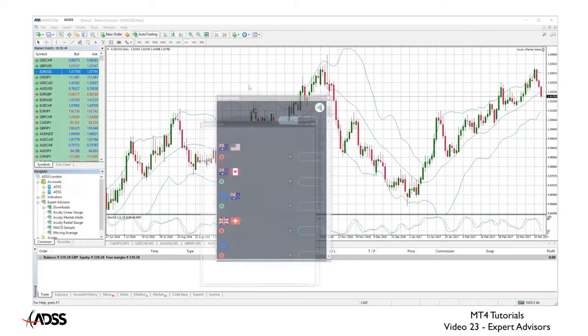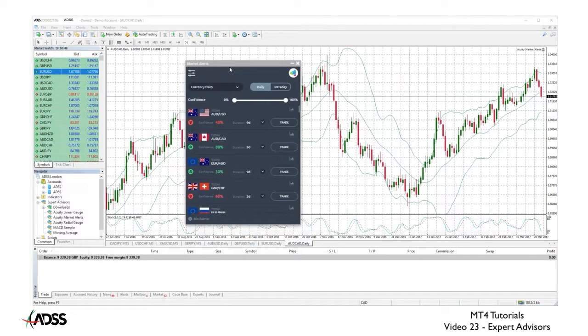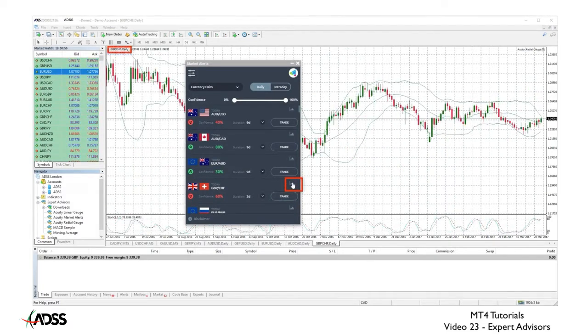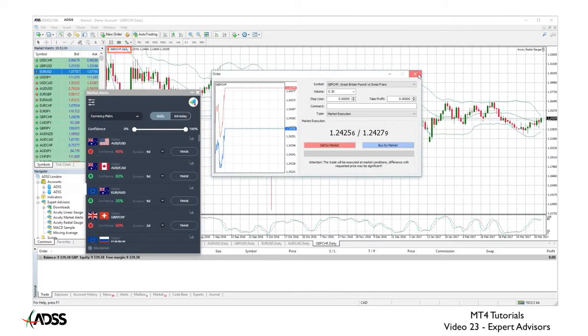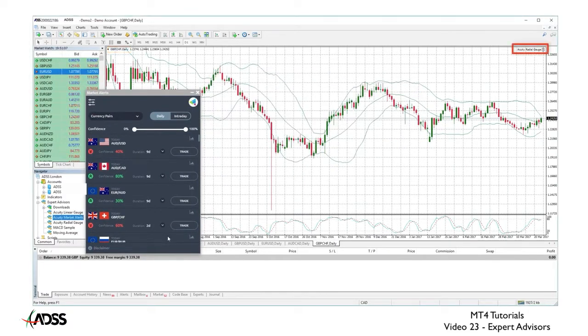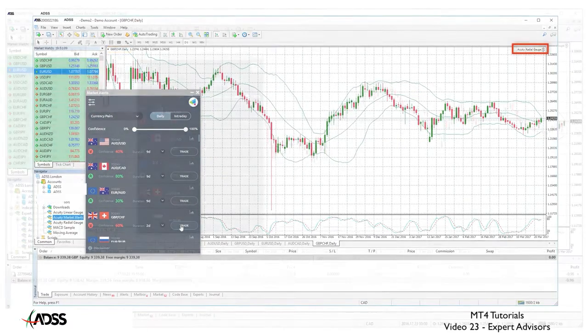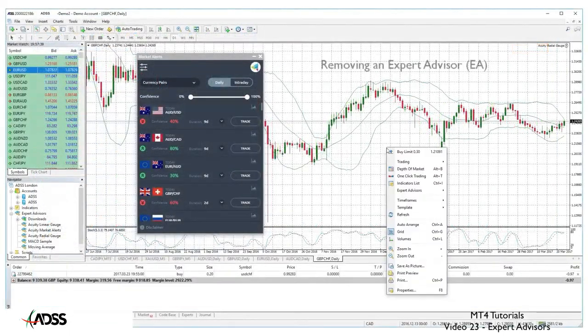In this case, a widget pops up and we can test its interactive properties. If we click on the chart, the widget tells MT4 to open the respective chart for this pair. If we click on the Trade button, it tells MT4 to open the order ticket for that pair. Keep in mind that you can only use one expert advisor per chart. To remove an EA, simply right-click on the chart and select Expert Advisors and Remove.